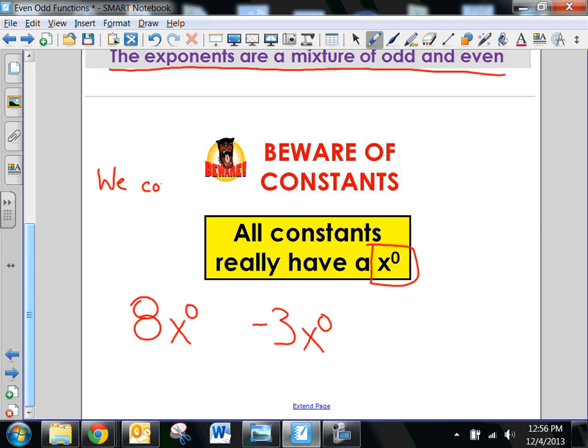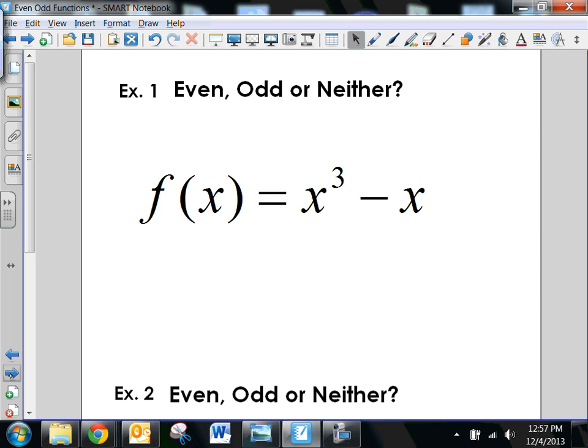We count constants as even exponents. Okay. Now, 0 is not an even number, but we count it as even exponents. Okay. So next, let's talk about examples.